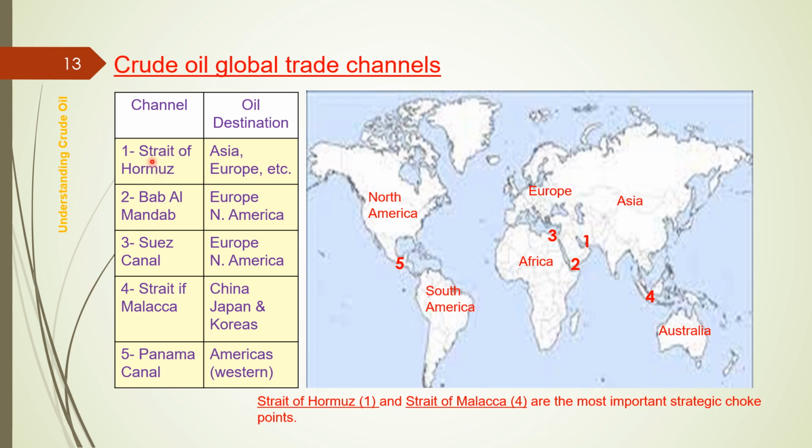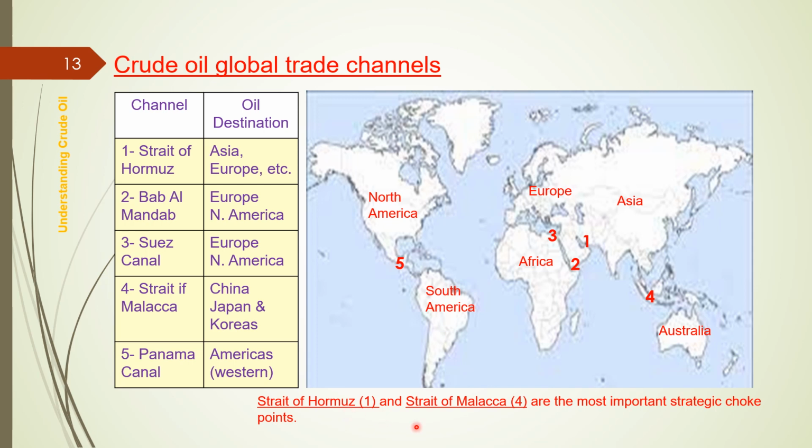Number one is Strait of Hormuz, which is located south of Iran, and oil that passes through this strait goes to Asia and Europe. Number two is Bab al-Mandab, which is south of Yemen, and oil that passes through this strait is sent to Europe and North America. Third is Suez Canal, also for Europe and North America. Fourth is Strait of Malacca, which is south of Malaysia, and oil which passes through this strait is sent to Japan, China, and Korea. Last is Panama Canal, which is in Central America, and crude oil which passes through this canal goes to the western part of America, south and north.